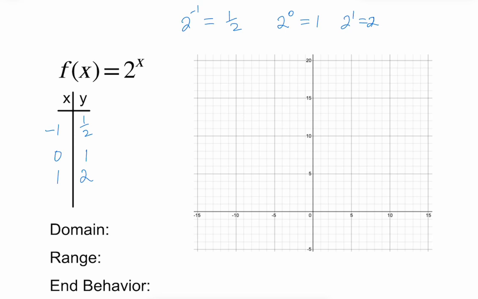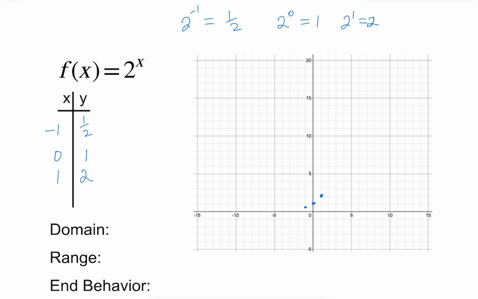Okay, so let's put that on the graph, but we have some other pieces and parts we have to worry about. Let's just put those on our graph. So at -1, we are at 1/2. At 0, we are at 1. And at 1, we are at 2. So let's just put those on there. And then there's one other little piece of information that we have to know.